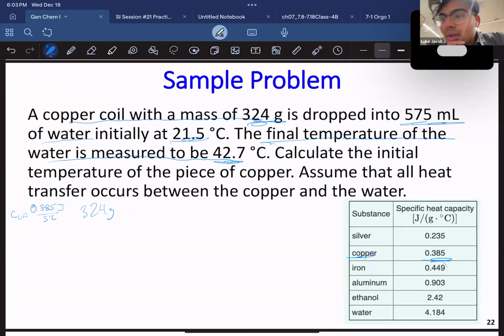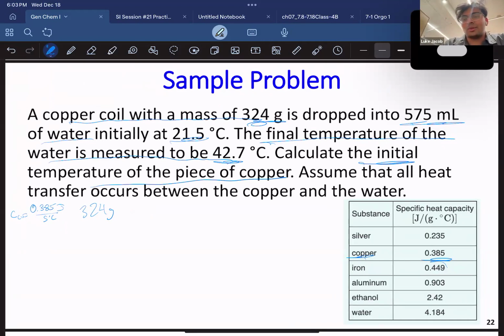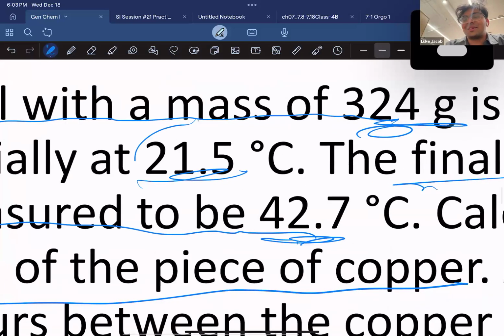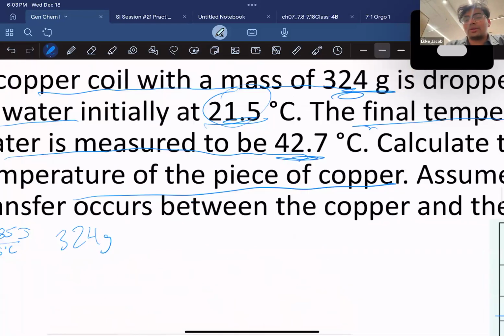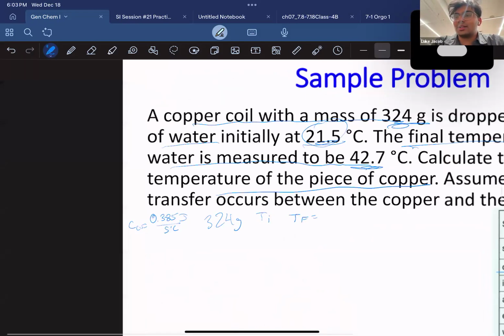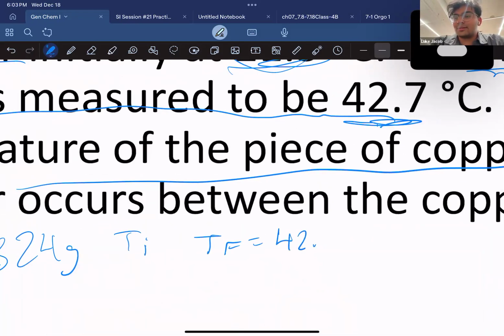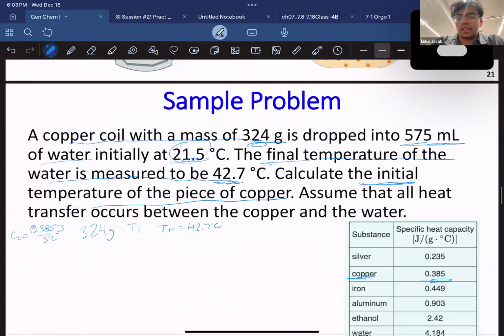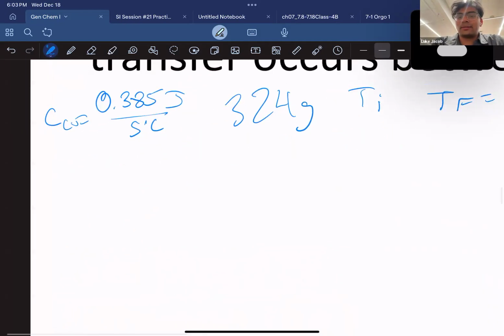Or sorry, we don't know the initial temperature of the piece of copper. We know the initial temperature of the water. So we need to figure out TI, but we have TF. TF is 42.7 degrees Celsius. All I'm doing is just listing out what we have.